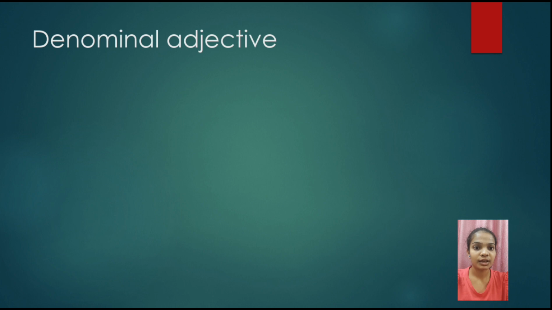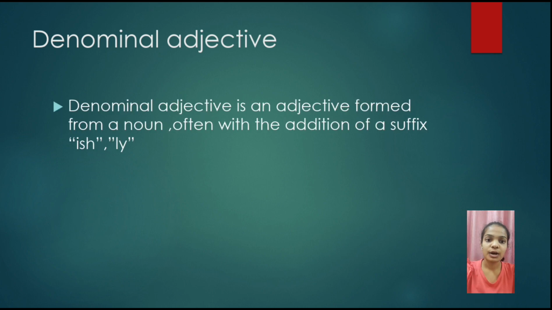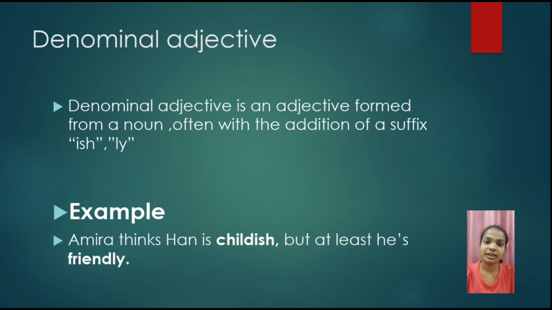Denominal adjective. A denominal adjective is an adjective formed from a noun, often with the addition of a suffix like ish or ly. Example: Amira thinks Han is childish, but at least he is friendly.